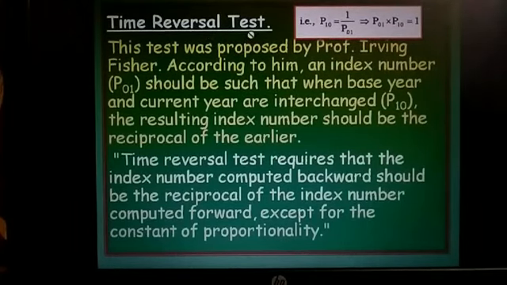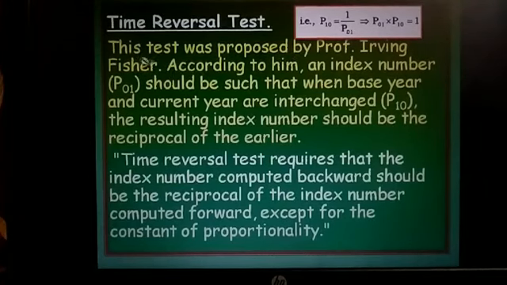Time reversal test is required to satisfy either P10 is equal to 1 divided by P01, or else it implies P01 multiplied by P10 is equal to 1. Concentrate properly, students. Based on the time reversal test and factor reversal test, we will have a 10 marks fixed question also. So better you concentrate and understand.